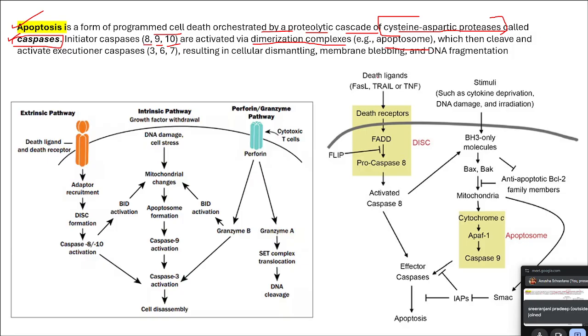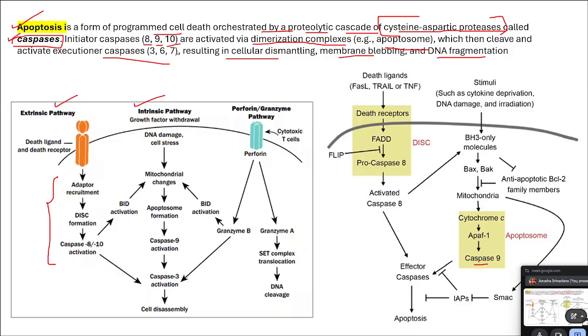for example, the apoptosome. So the usual mechanism is, once the membrane integrity is compromised or whenever the cellular homeostasis is disturbed, it leads to release of cytochrome C, which binds to APAF1 to form the apoptosome, which leads to activation of caspase 9, which then cleaves and activates executioner caspases, resulting in cellular dismantling, membrane blebbing, and DNA fragmentation. This is the intrinsic pathway of apoptosis. This is the extrinsic pathway, with death ligand and death receptor, and this is the other method.